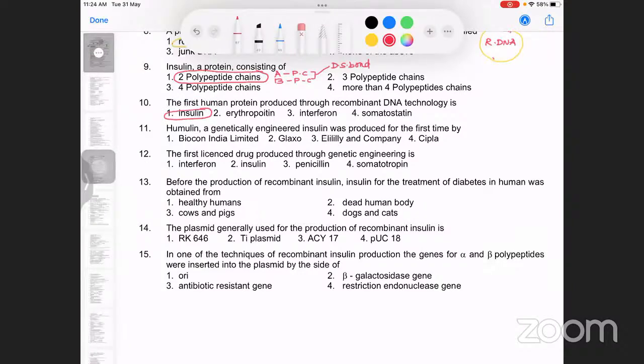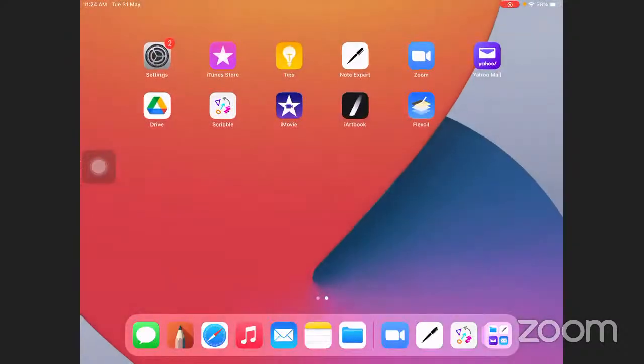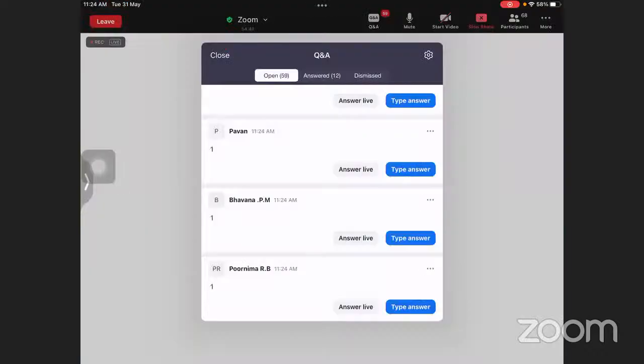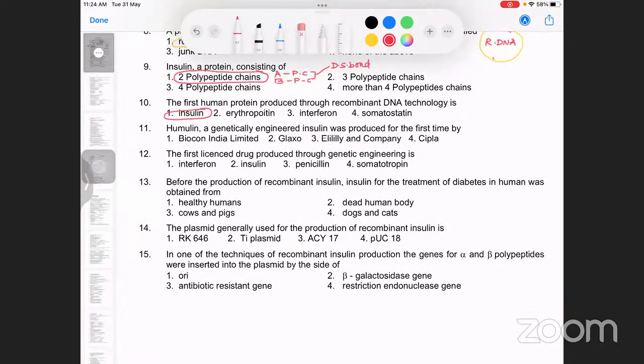Humulin, a genetically engineered insulin, was produced by which company? Just now I told you: whether it is Biocon, Glaxo, Eli Lilly, or Cipla. Which company helped in evolving this particular product, that is insulin? Yes, exactly, very good. It is Eli Lilly Company. So Eli Lilly Company evolved it for the first time.